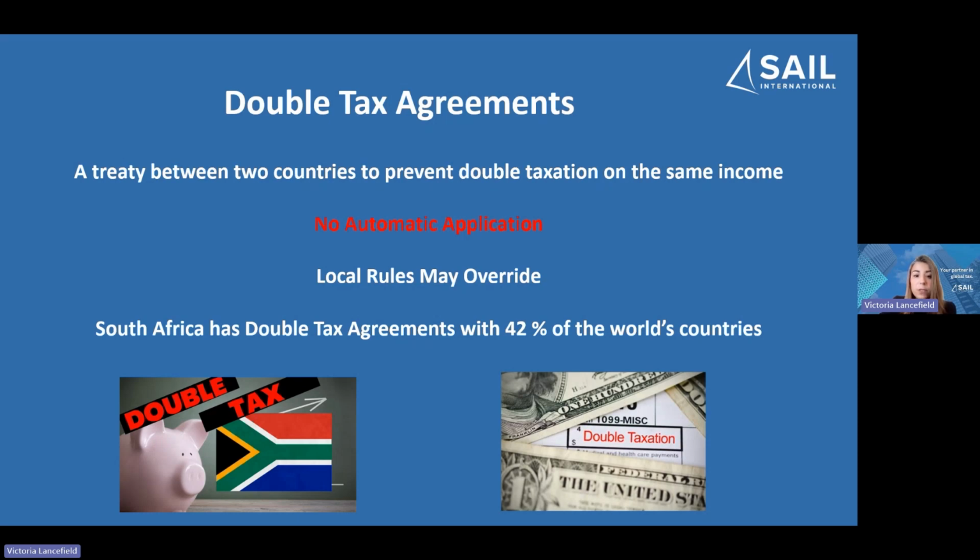And local tax laws will often override the DTA in certain situations and limit the application of the DTA. For example, even if a DTA limits or eliminates withholding taxes on certain types of income, like dividends or royalties, the local tax laws might still require you to withhold and pay taxes up front before you can apply for a refund or a reduction based on the DTA. South Africa has double tax agreements with about 42% of the world's countries. These treaties are designed to make cross-border taxation smoother, but you still need to navigate for your situation. So while DTAs are incredibly helpful, they require some work to ensure you're taking full advantage of their benefits.